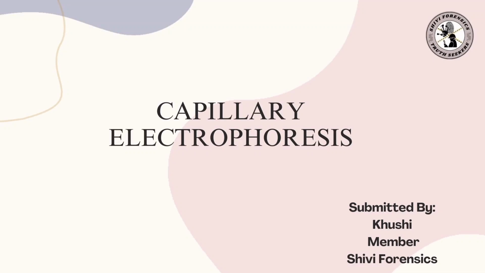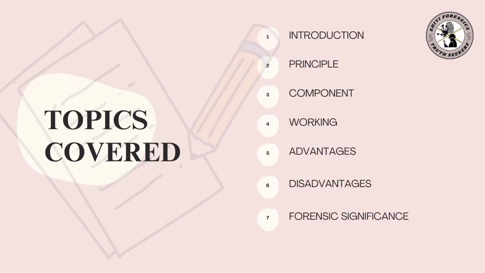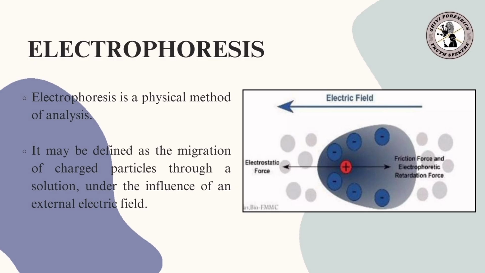Today we are going to discuss what capillary electrophoresis is, its principles, its components, working, advantages, disadvantages and forensic significance. Okay, the first thing we are going to discuss is what electrophoresis is. Electrophoresis is a physical method of analysis. Or we can say electrophoresis is a laboratory technique that we use to separate charged molecules like DNA, RNA, or protein based on their size and charge by applying an electric field through a medium such as gel.